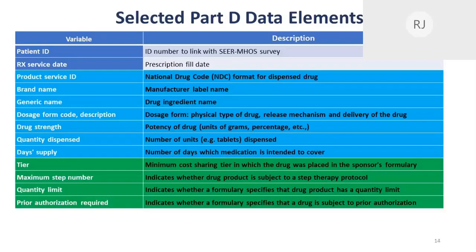Here's a list of some of the selected Part D data elements that are available. Up at the top, you see the patient or beneficiary ID, which is a common identifier for linking claims to respondents in SEER-MHOS, to the date of prescription fill. And in light blue, there's a series of variables to identify the specific medication, how it's administered, and quantity. There is currently no linkage to Part D plan formularies or plan characteristic files for SEER-MHOS. So the info that's highlighted in green at the bottom, tier, maximum step number, quantity limit, prior authorization required, the use of this information would be limited.